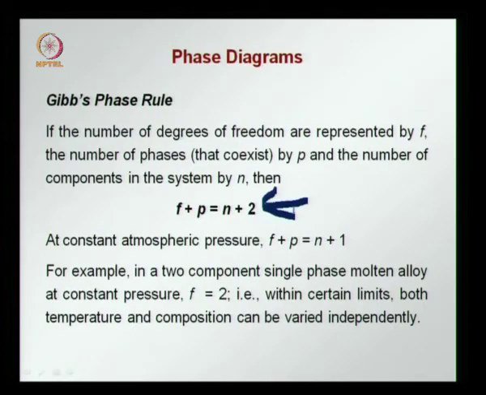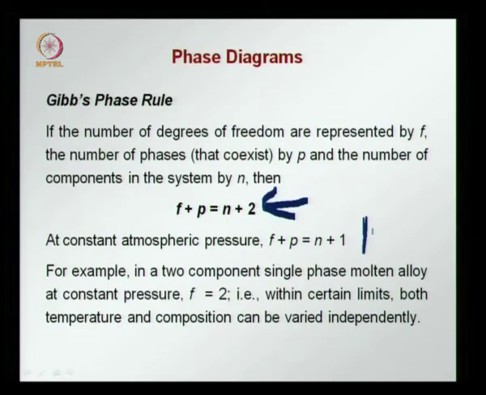At constant atmospheric pressure, the equation is slightly modified into F plus P equal to n plus 1, F being again the degrees of freedom, P being the number of phases, n being the number of components. So, this is when we take pressure out, that is, we assume that pressure is constant at atmospheric pressure, then the Gibbs phase rule is modified as such.